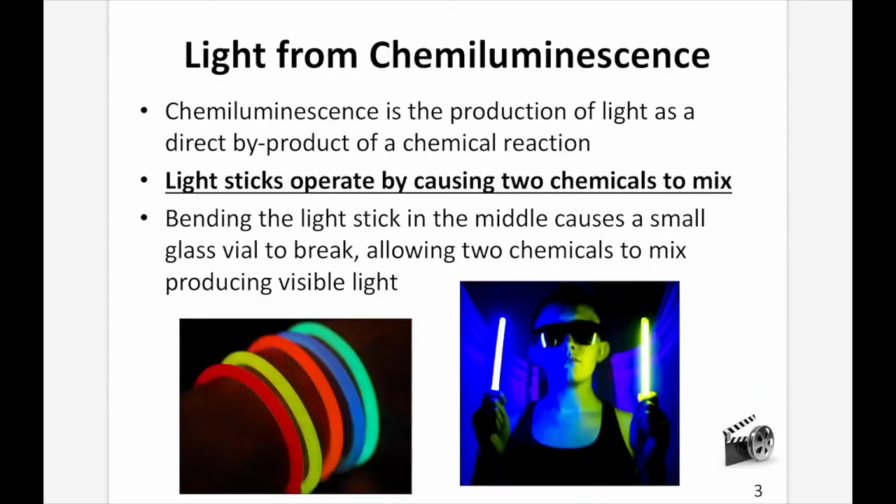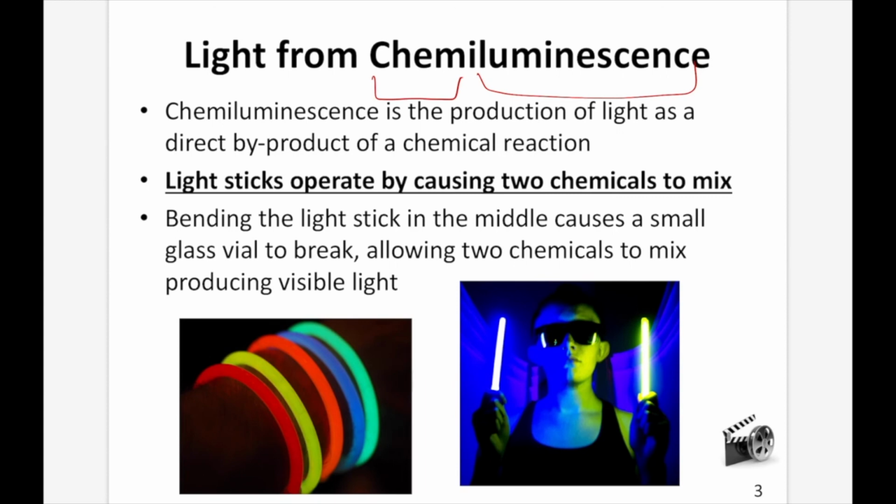Light from chemiluminescence. So as the name would imply, we're going to make some light, that's the luminescence part, using chemicals, that's the chemi part. So chemiluminescence is production of light as a direct byproduct of a chemical reaction. Light sticks or glow sticks are a good example of this. Bending the light stick in the middle causes a small glass vial inside to break, allowing the chemicals on the inside of the vial and the outside of the vial to mix.